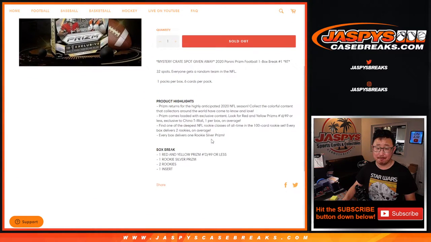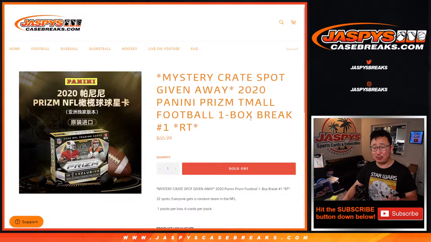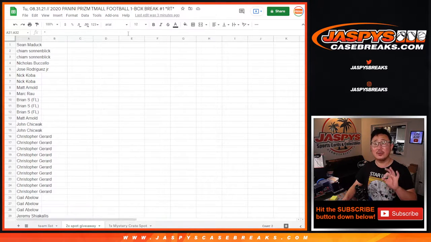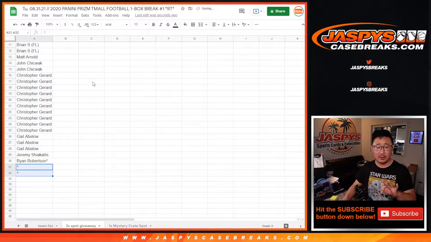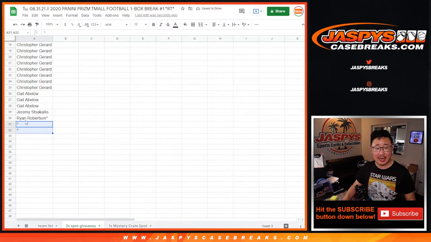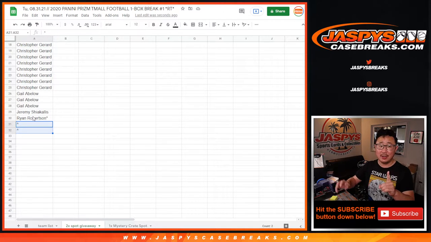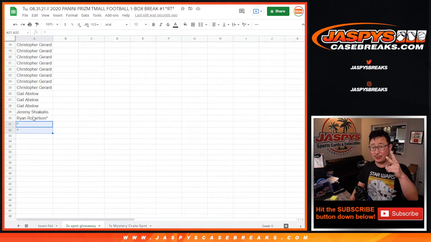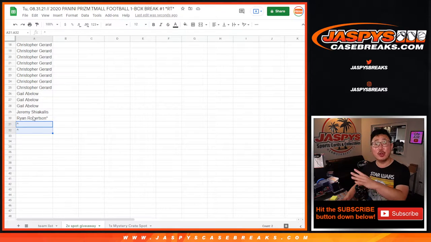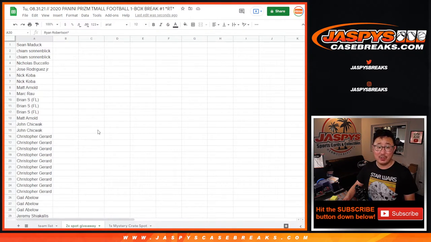Should be pretty awesome. Now to get there, we have a few layers. First of all, there are going to be three different dice rolls. We took out two spots, you can see highlighted right there. We only sold 30 spots in this football break. We're going to randomize those 30 names, dice roll number one, and give away two spots. Top two names get an extra spot. Then we'll do the break itself, which is the second dice roll. The third dice roll would be the mystery crate spot giveaway. So the winners of these spots right here have an extra chance to win a mystery crate spot.